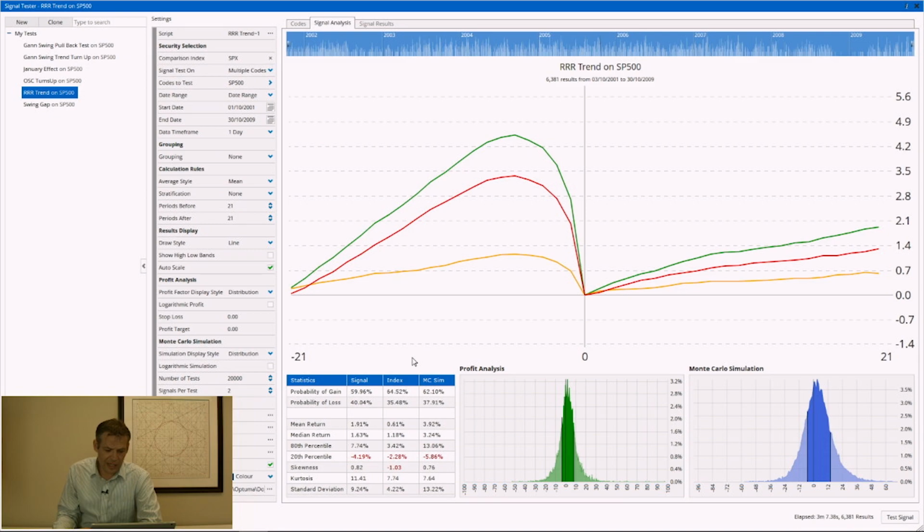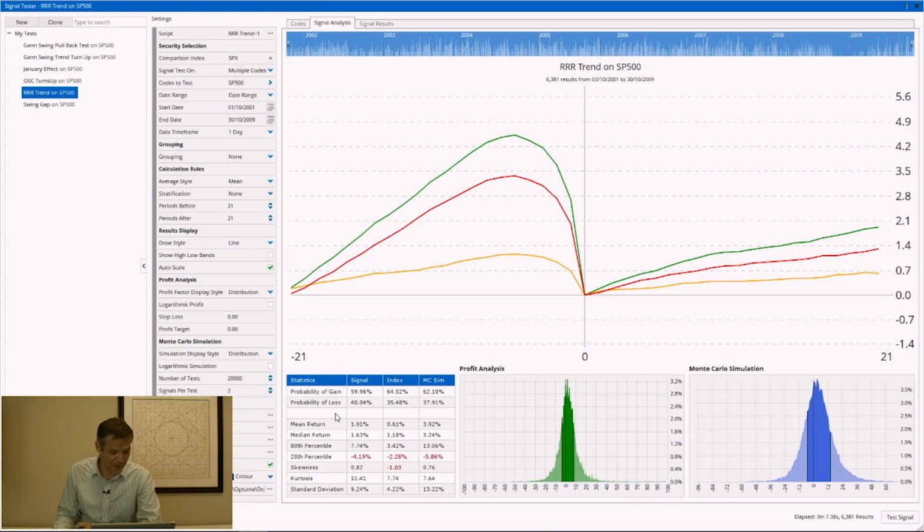And so we see here some of our key numbers, virtually a 60% probability of gain. And I've got to say, in all the work that I've done with Signal Tester, 60% is phenomenal. That is a really good strategy. And so that looks great. Mean return of 2% in a month.